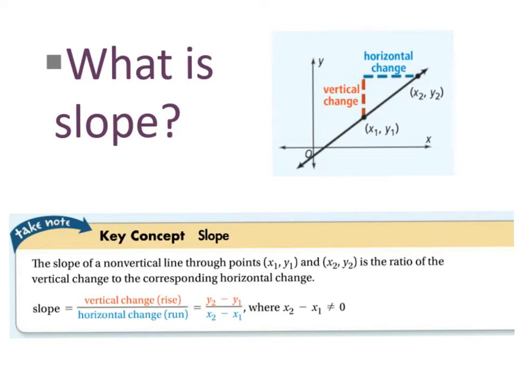In this video, you will learn what slope is and how to calculate it. Slope is the ratio of the vertical change to the corresponding horizontal change, or a way of measuring the steepness of a line. In order to calculate this slope, we use the ratio of the rise to the run, which we could rewrite as an equation: y2 minus y1 over x2 minus x1.